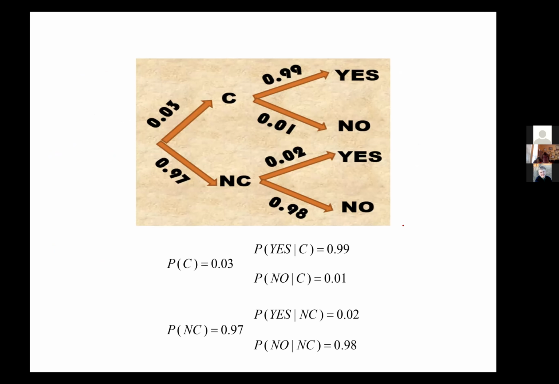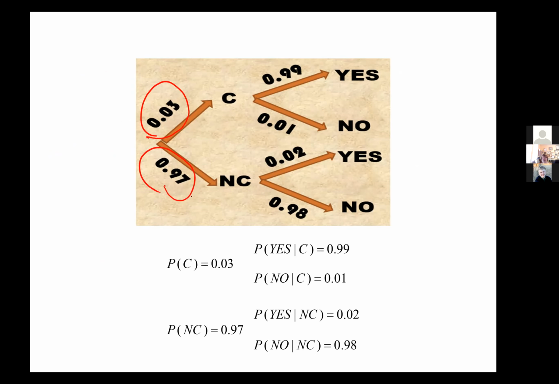Okay, so if we look at the tree diagram for this, and instead of using frequencies, we use the probability, I think we'll be a lot better off. So the probability of this type of cancer is 0.03. So the probability that I have this type of cancer is 0.03. So there's a 3% chance I have cancer. There's a 97% chance that I don't.